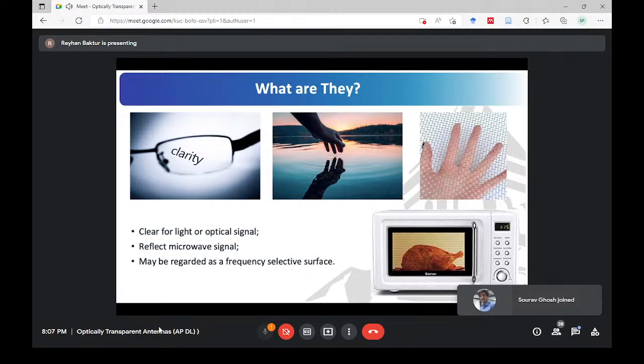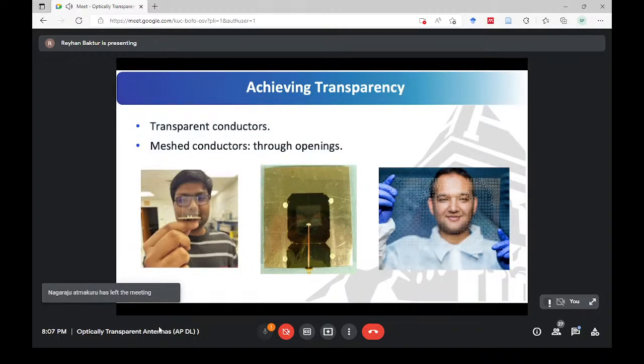In that sense, we could think of a transparent antenna as more like a frequency selective device, or even easier, like the screen on a microwave oven that allows you to see through, but makes sure we don't get radiation from the microwave oven. So first we ask ourselves what they are, and then see how we can make one.